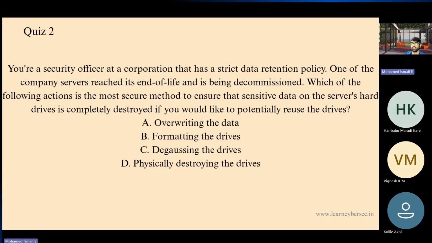Degaussing is the technique which uses electromagnetism to clean the device or a disk. You can reuse the device or the storage equipment, but you cannot recover the data. So degaussing is a possible answer. The next one is physically destroying the drives. When you physically destroy, you cannot reuse. So the answer is C.